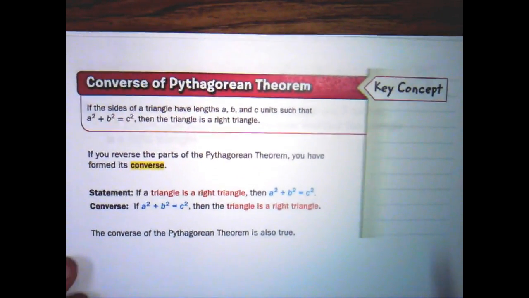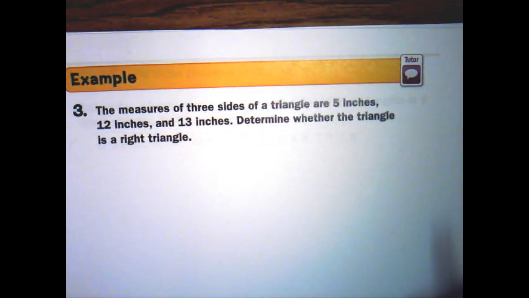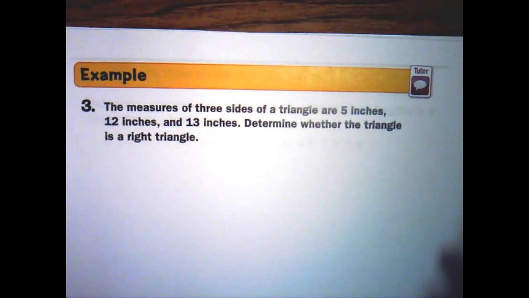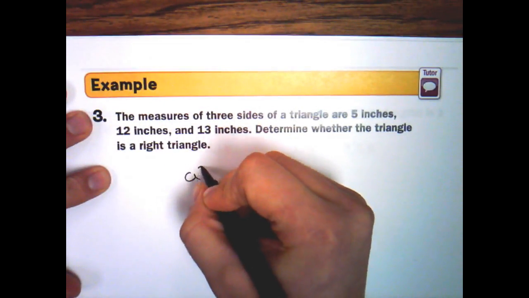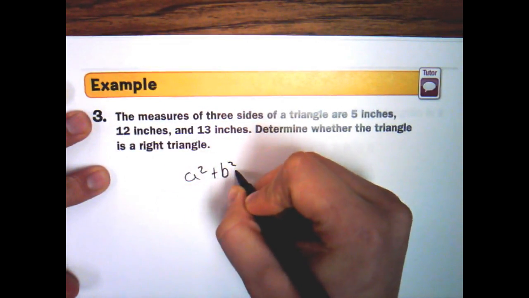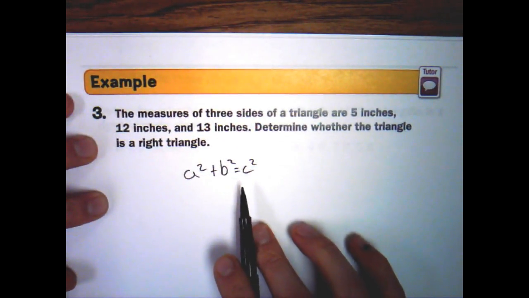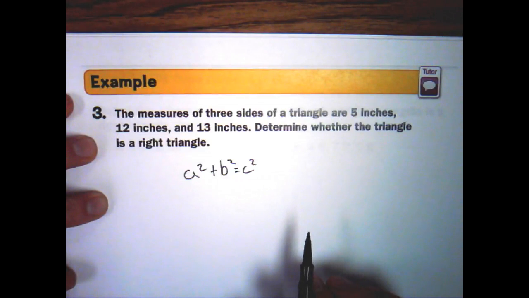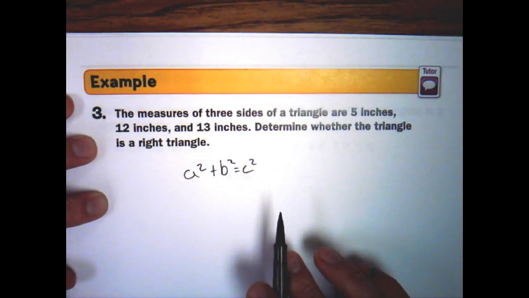But in the case of the Pythagorean theorem, the converse is true. So let's see if we can use the converse of the Pythagorean theorem here. Example 3 says the measures of three sides of a triangle are 5 inches, 12 inches, and 13 inches. Determine whether the triangle is a right triangle. Okay, so in order to do this, we're going to use the Pythagorean theorem. A squared plus b squared equals c squared. If the statement is true and satisfied, then I know I have a right triangle. But it's very important that I realize what side is the hypotenuse and put it in the correct spot.